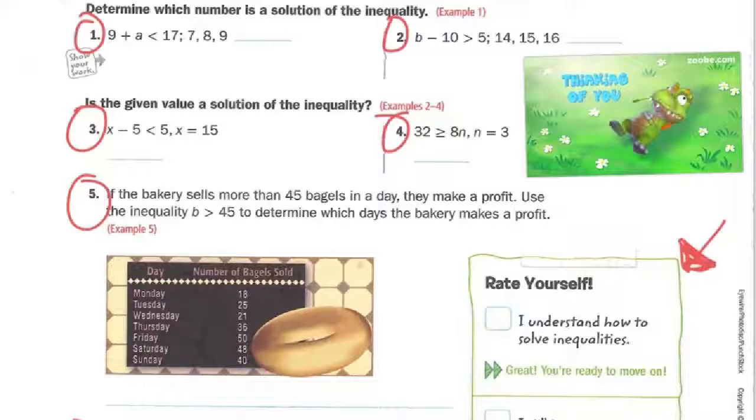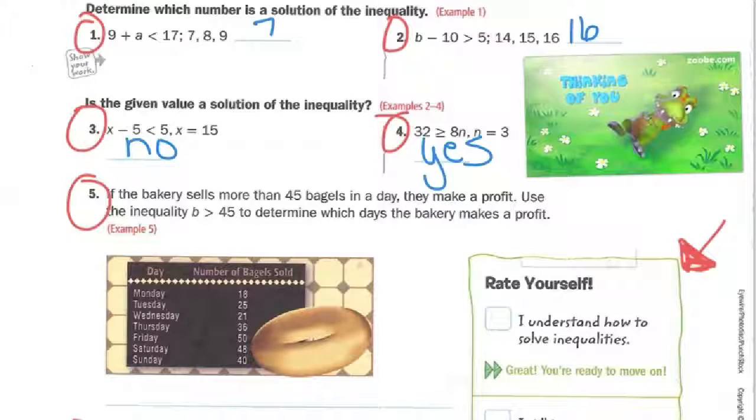I hope you're getting this stuff. Let me give you your answers. For problem 1, the answer is 7. For problem 2, the answer is 16. For problem 3, the answer is no. For 4, the answer is yes. For 5, the answer is Friday and Saturday. For number 6, please just show that one to your teacher. And then don't forget to rate yourself.